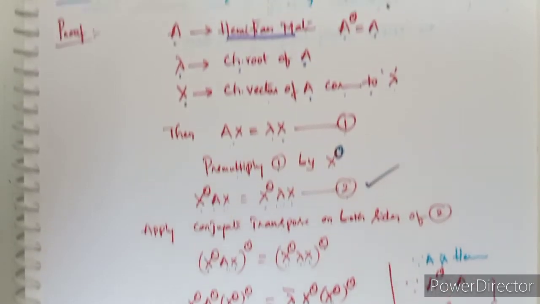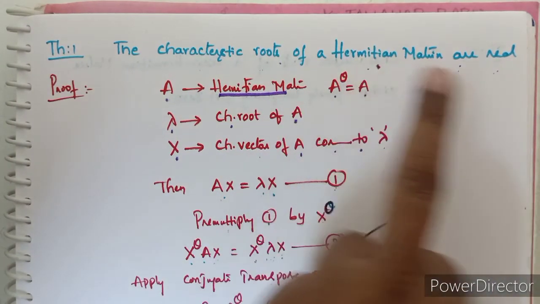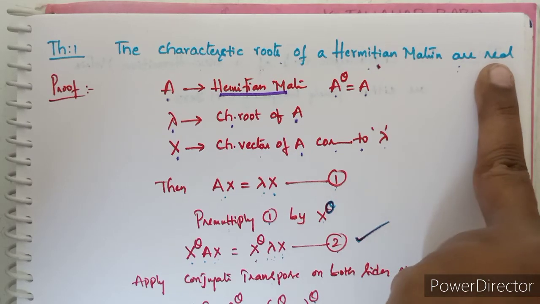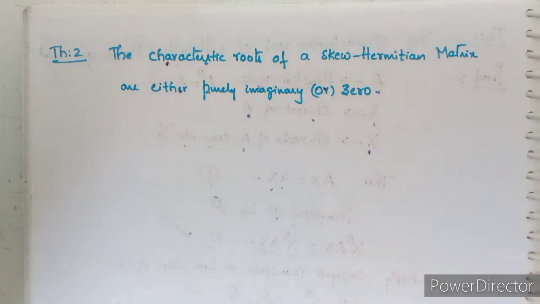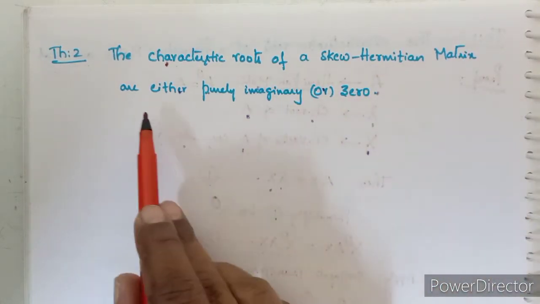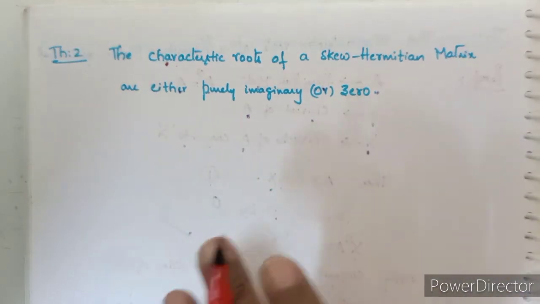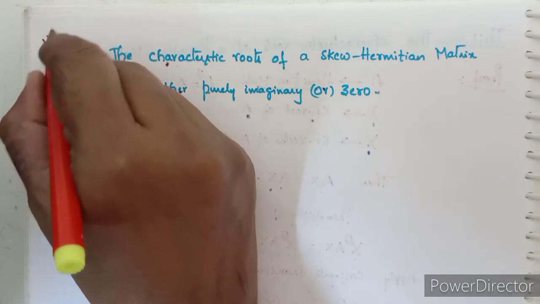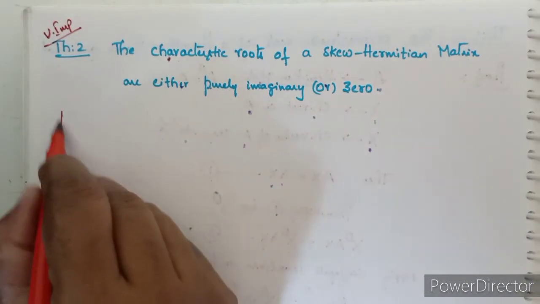So, important bit in competitive exams, they will ask what are the characteristic roots of Hermitian matrix? Therefore, the characteristic roots of Hermitian matrix are always real. The second theorem, theorem number 2: the characteristic roots of skew Hermitian matrix are either purely imaginary or 0. This is also a very important bit. How will we see? Proof.